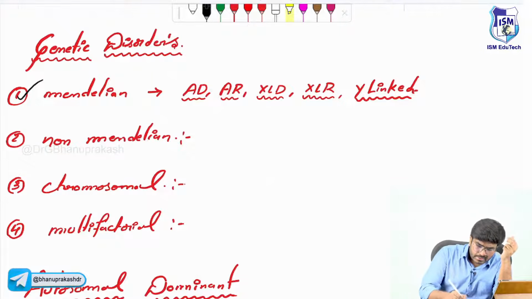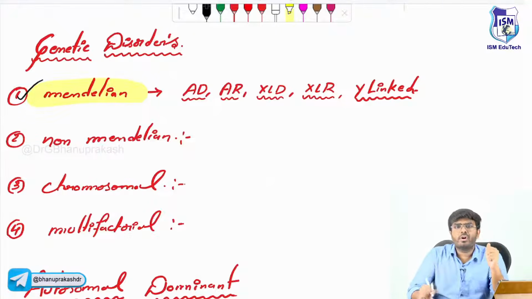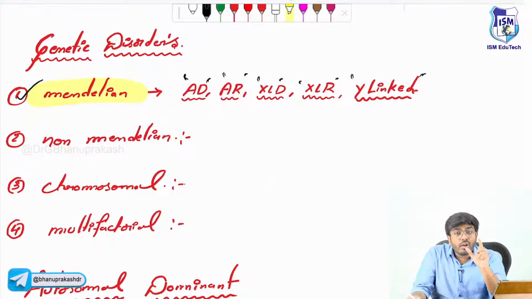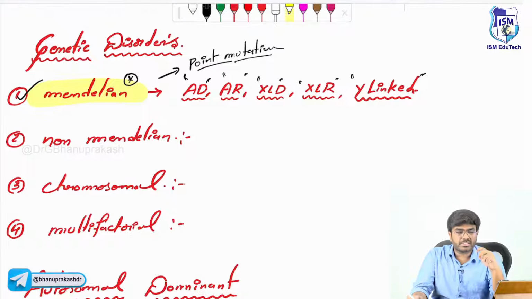Okay, so Mendel's laws of inheritance. Those disorders which follow Mendel's laws of inheritance: autosomal dominant, autosomal recessive, X-linked dominant, X-linked recessive. The point which I want to put into your mind is that all these, autosomal dominant, autosomal recessive, X-linked dominant, X-linked recessive, and even Y-linked diseases, follow Mendelian laws of inheritance. And these are the Mendelian disorders where there are point mutations. In almost most of them, there is one base pair replacement.